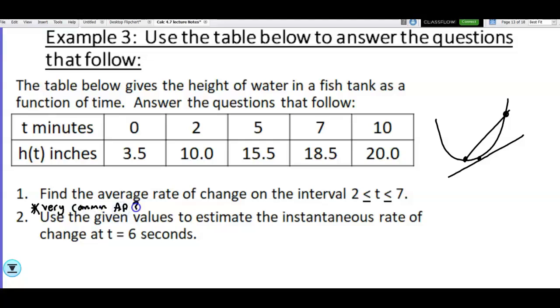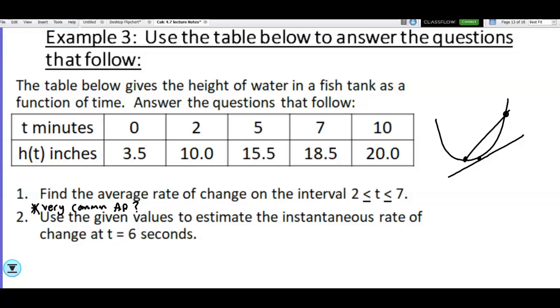Very common on the FRQs. What you can do is, when you have a table, it's impossible to get an instantaneous rate of change unless they give you a derivative value somewhere. But in this case, they don't.